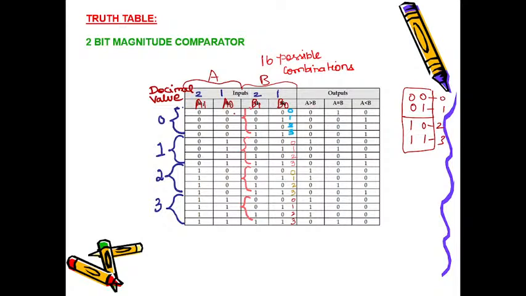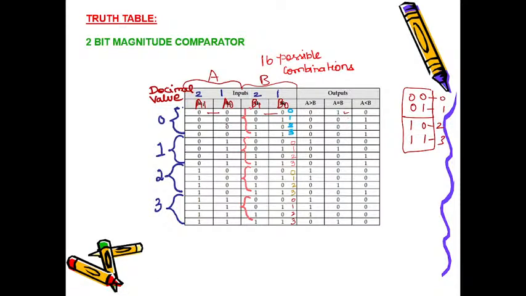Now compare. Here A is 0 in decimal value, and B is also 0, 0. So the decimal value of it is 0. Both are 0. That means the equality function should be high and it should produce the output A equal to B. The other remaining two have to be disabled. That means 0. They should not produce or show any output, so I am forcing them to 0.